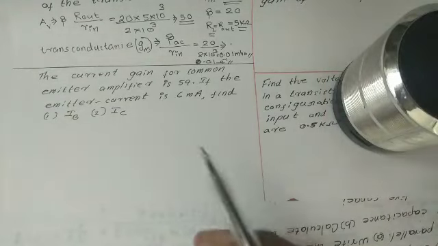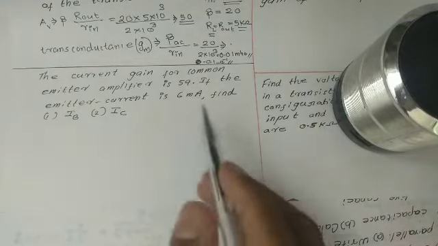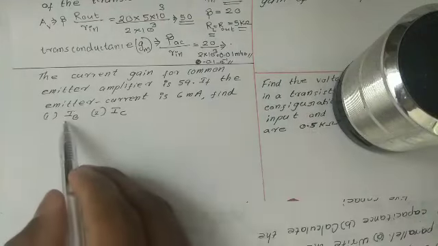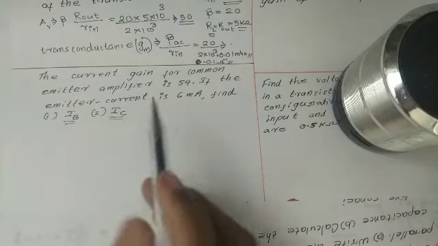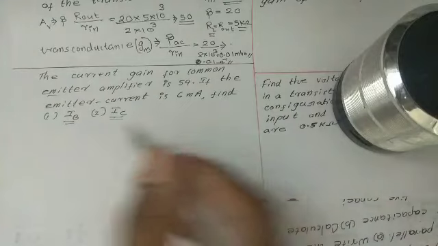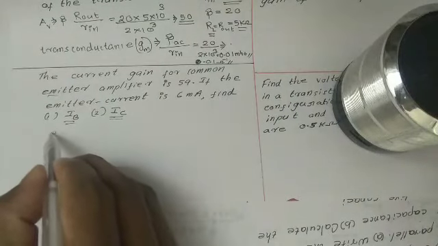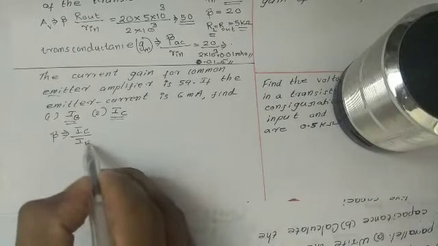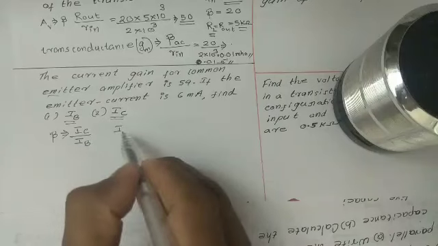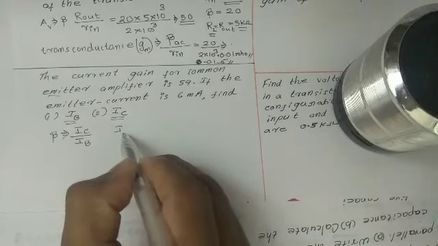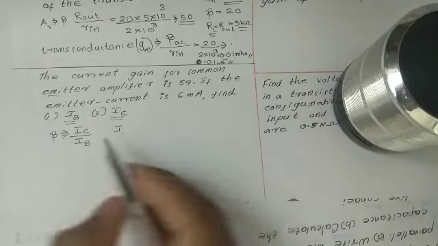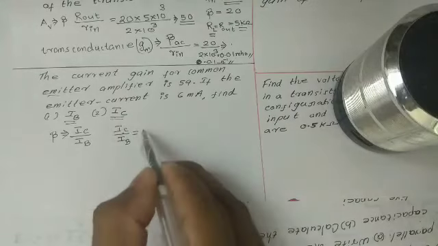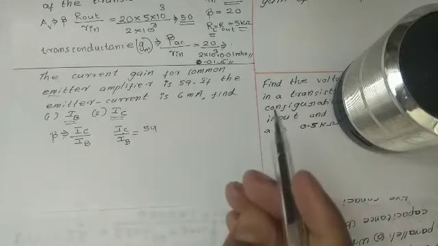Next question. The current gain for a common emitter amplifier is 59. If the emitter current is 6 milliampere, find the base current IB and collector current IC. In case of common emitter amplifier, beta is equal to IC divided by IB. Therefore IC divided by IB equal to beta, 59.